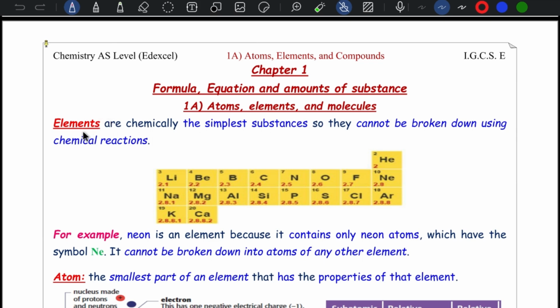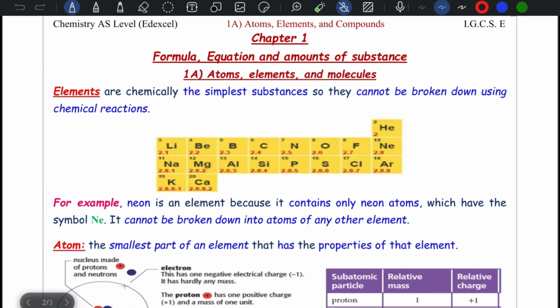At the beginning we want to know what is meant by elements. Elements are chemically the simplest substances, so they cannot be broken down using chemical reactions. It's like helium, neon, argon, oxygen, whatever. One element cannot be broken down into simpler substances by chemical reaction. For example, neon is considered an element because it only contains neon atoms. The symbol of neon is Ne, and it cannot be broken down into atoms of any other element, only neon.